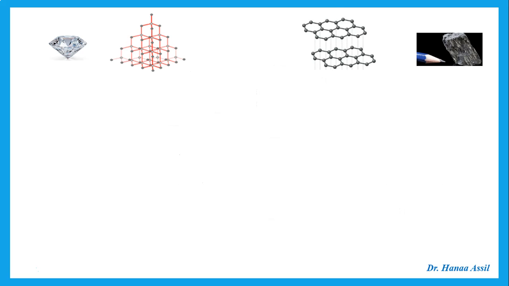So let's compare diamond and graphite. We're going to say that all of them are forms of carbon, so they are what we call allotropes. They are different forms of the same element, so they're different forms of carbon. We know what diamond is, and you should know that graphite is, for example, the substance in your pencil. That's graphite. Okay, so what is the difference between them?